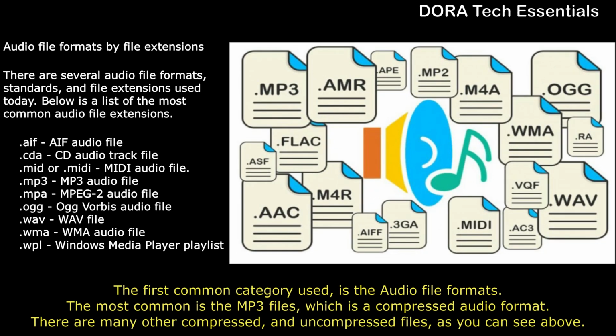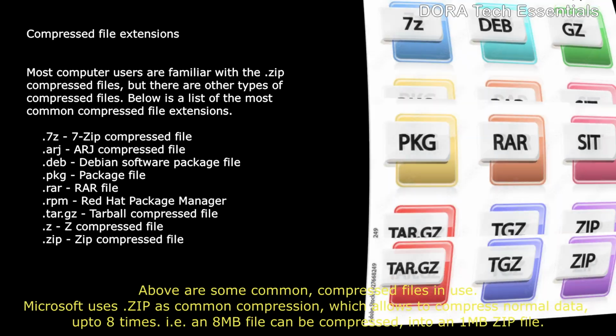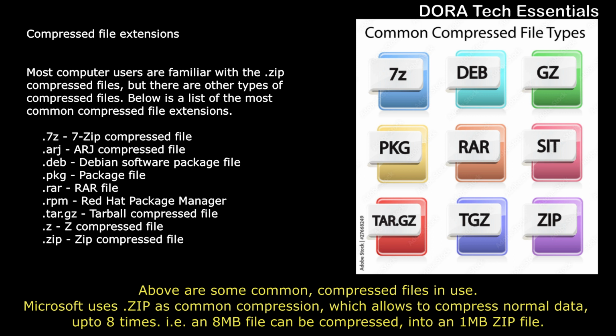The first common category is the audio file formats. The most common is the MP3 file, which is a compressed audio format. There are many other compressed and uncompressed files, as you can see above. Above are some common compressed files in use.